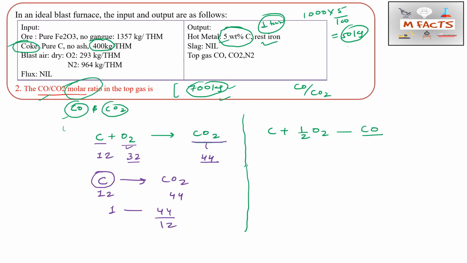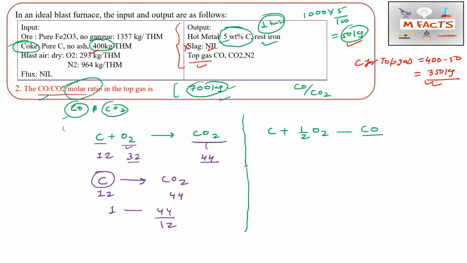So how much carbon is going in hot metal? 50 kg is going into the hot metal, and we are having 400 kg. So carbon for top gas is equal to 400 coming and 50 going in hot metal, so we have 350 kg rest. In this output section there is no carbon going in slag, and carbon is going only in the top gases. So this 350 kg will react with oxygen, and this will produce the carbon monoxide.